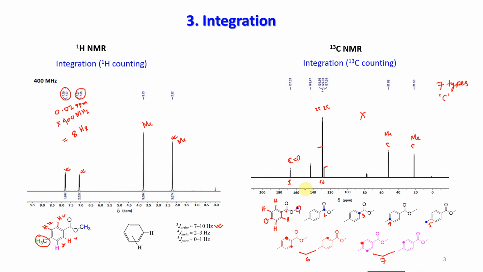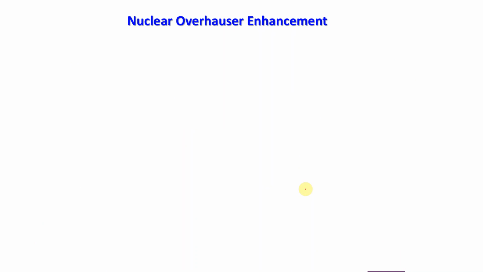Now it has some meaning where it is coming from, and that can be explained by the nuclear Overhauser effect. So today we'll look at nuclear Overhauser enhancement. We call this the enhancement effect.